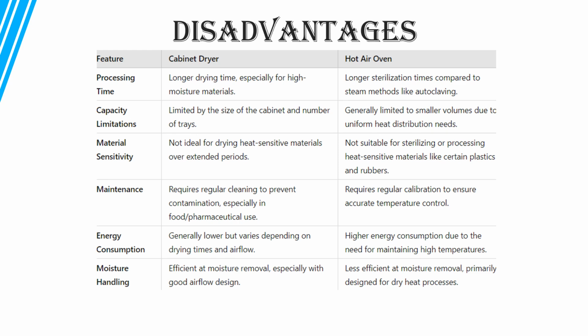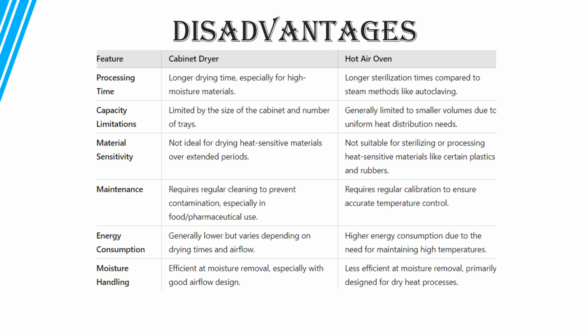And capacity limitation, for cabinet, it is actually limited by the size of the cabinet and the number of trays being used. For oven, it is generally limited to smaller volumes because uniform heat distribution is needed. And comes material sensitivity, in which cabinet is actually not ideal for drying heat sensitive materials over extended periods. And for oven, it is actually not suitable for sterilizing or processing heat sensitive materials like certain plastics and rubber. Not everything, but certain materials like plastic and rubber.